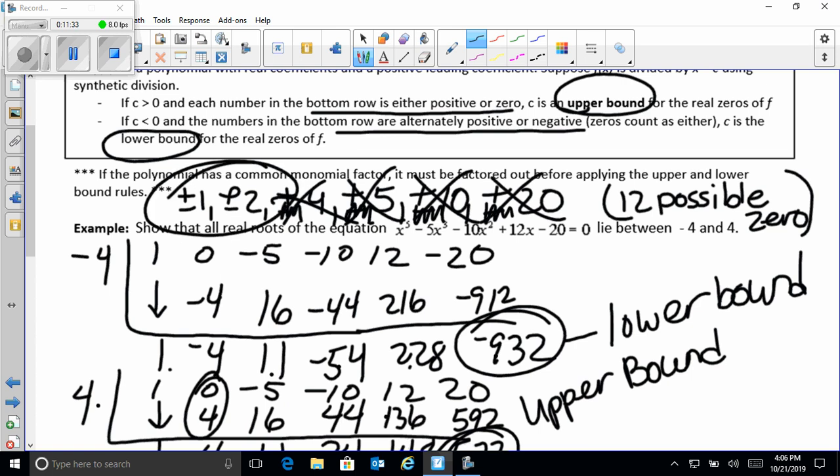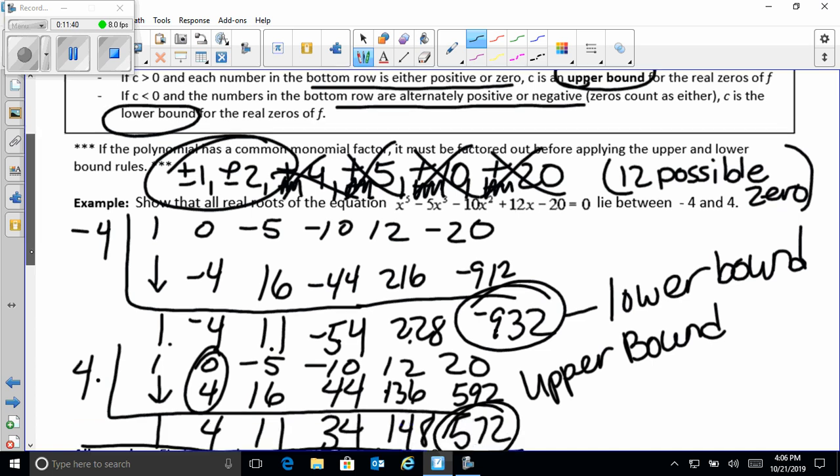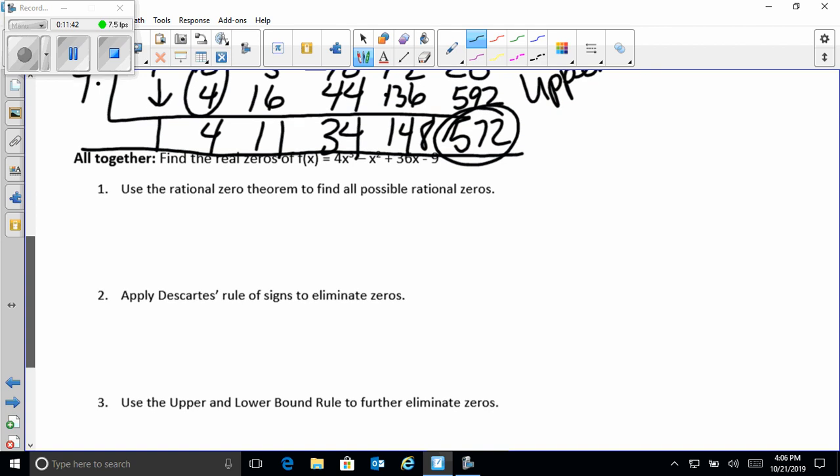So that's just something that allows you to minimize the amount of work you have to do at checking to see which of these are zeros. Now let's put it all together. Let's do a problem top to bottom using everything.